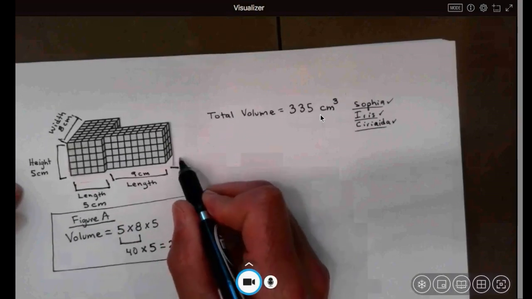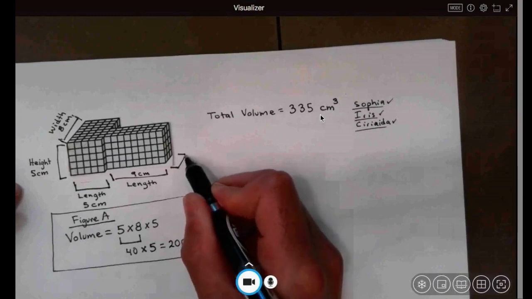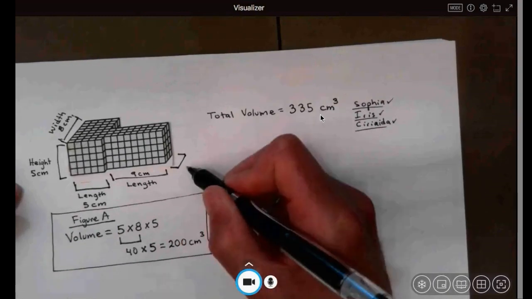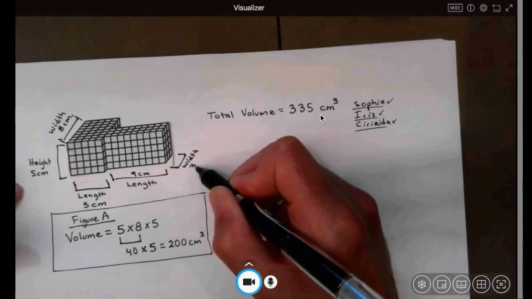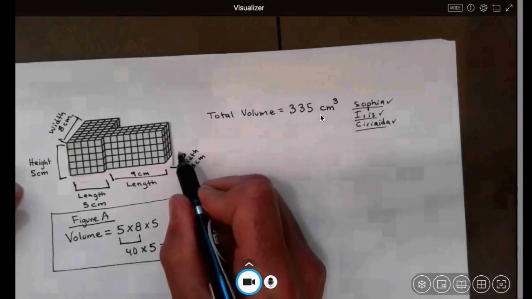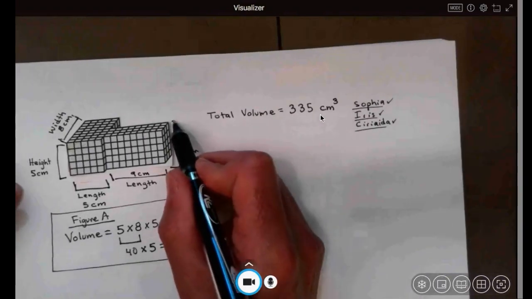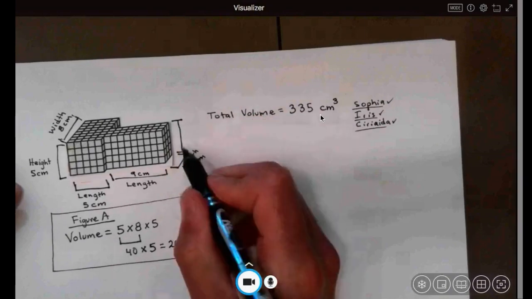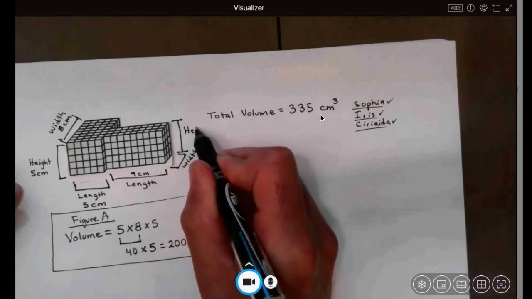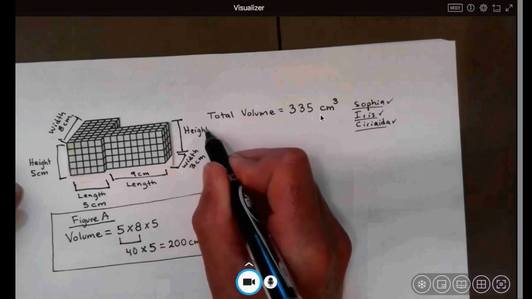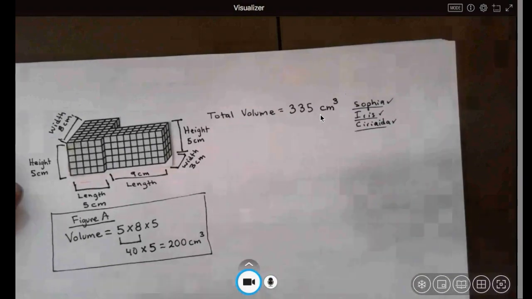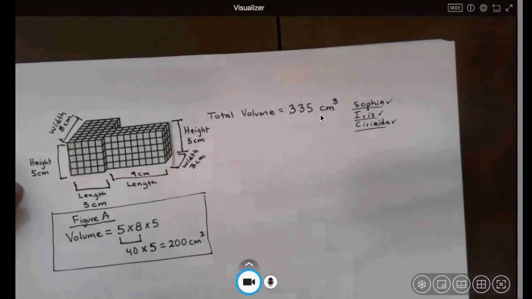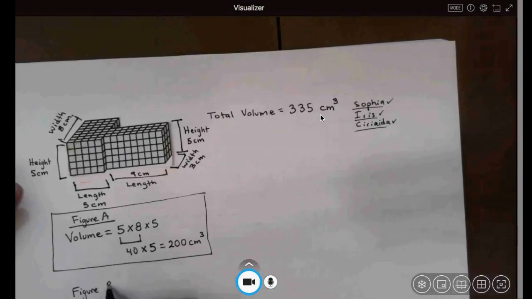And then the next measurement is this one right here. And how much does that measure? And what do you call it? It's the width, and it's 3 centimeters. The width, and it's 3 centimeters. All right. What's the next measurement, Araceli? The height, and it's 5 centimeters. Okay, so the height, and it's 5 centimeters. Okay? And then what are you going to call that figure? Figure B. Okay, so figure B.